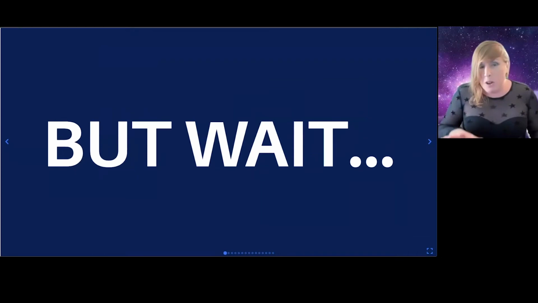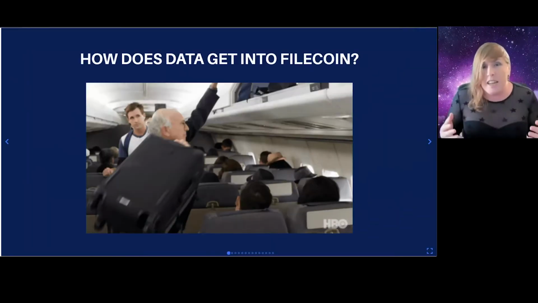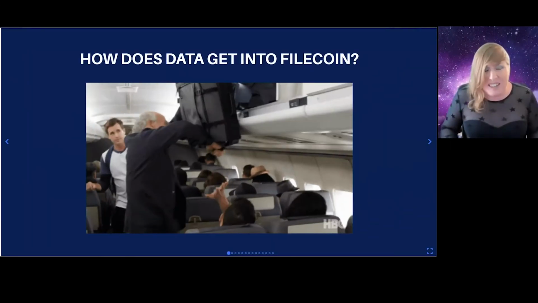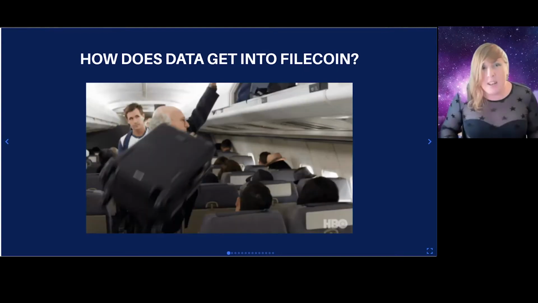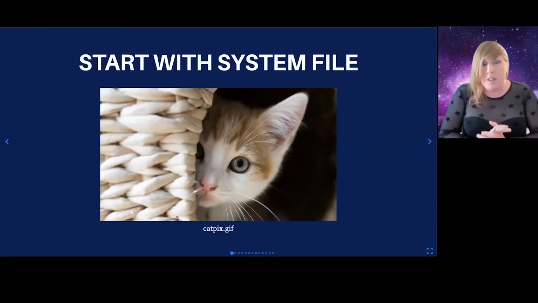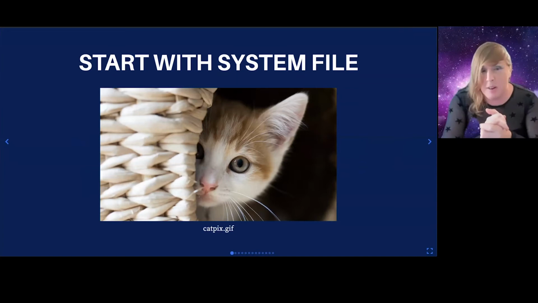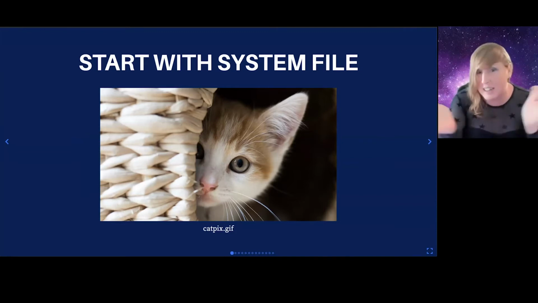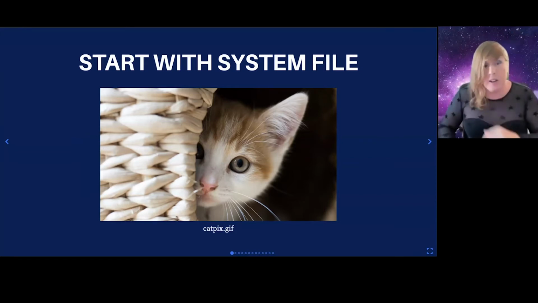We've covered the high level of the deal process, but we left something really important out, right? How do we actually get data into Filecoin? So let's talk about that a little bit. Let's say we start with a file on our system. In the grand tradition of the internet, it is a cat picture, right? Now, a file on your regular computer system is identified by a file name. We'll say catpics.gif, and we want to put this in Filecoin.